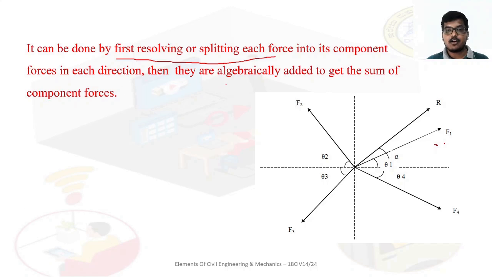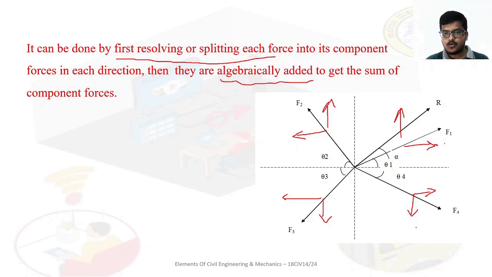And then they are algebraically added. Algebraically added means all the horizontal forces are taken together and added, and all the vertical forces are taken together and added separately. Here F1, F2, F3, F4, four forces are there. From one force we get two components, one horizontal and one vertical. F2, one horizontal and one vertical. F3 horizontal, vertical. F4 horizontal, vertical, right?